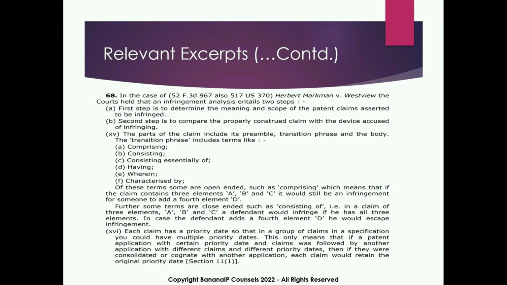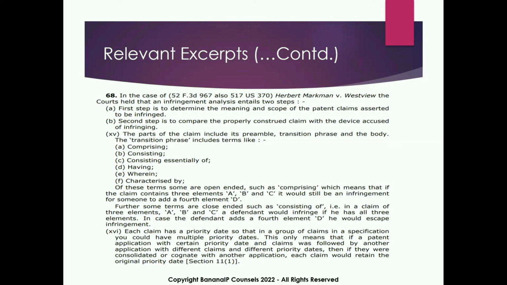So the next point is that the parts of the claim include its preamble, transition phrase, and the body. We had discussed this earlier, where the transition phrase includes terms like comprising, consisting essentially of, having, and wherein. This transition phrase is mainly divided into two types, which are open-end phrases and close-end phrases. Open-end phrases are the words comprising, containing, including, and all that. Those are open-ended phrases, whereas the close-end phrases are consisting of and all that.